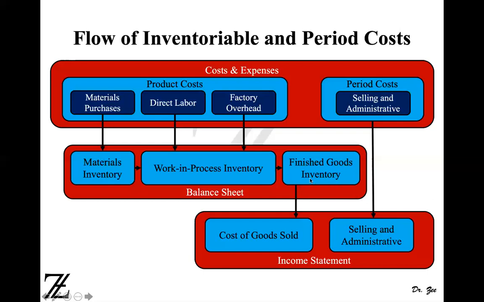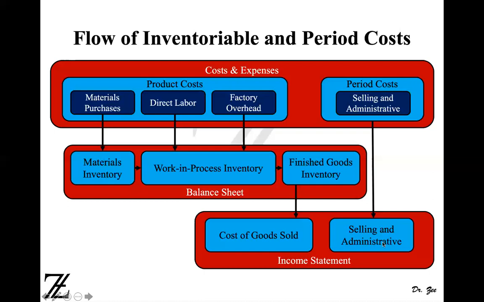Once the product is sold, the finished goods inventory move to your income statement as a cost of goods sold. Cost of goods sold is an expense account. So the finished goods become an expense in the income statements once it is sold. So as you can see here, in the balance sheet, your finished goods were acting as an inventory. Your work in process was acting as an inventory. Your material was acting as an inventory, and they become expense as soon as they are sold. Whereas period cost directly transfers to income statement.